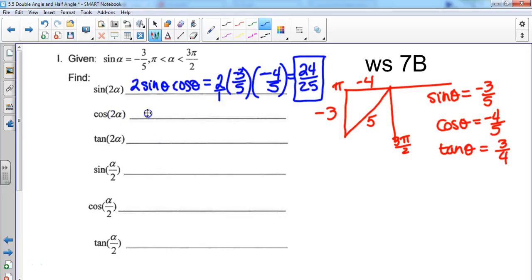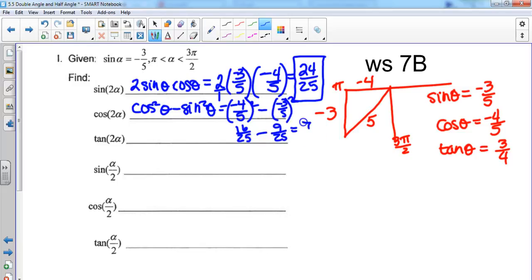All right. Cosine of 2a. Which one do you want to use? There's 3 trades. Cosine squared minus sine squared. Okay. So we will have a negative 4/5 squared. What is that going to become? 16/25. Minus the sine squared, which is negative 3/5. What is that when we square it? So 16 minus 9, 7. We keep the denominator, so it's 7/25, and that is the cosine.